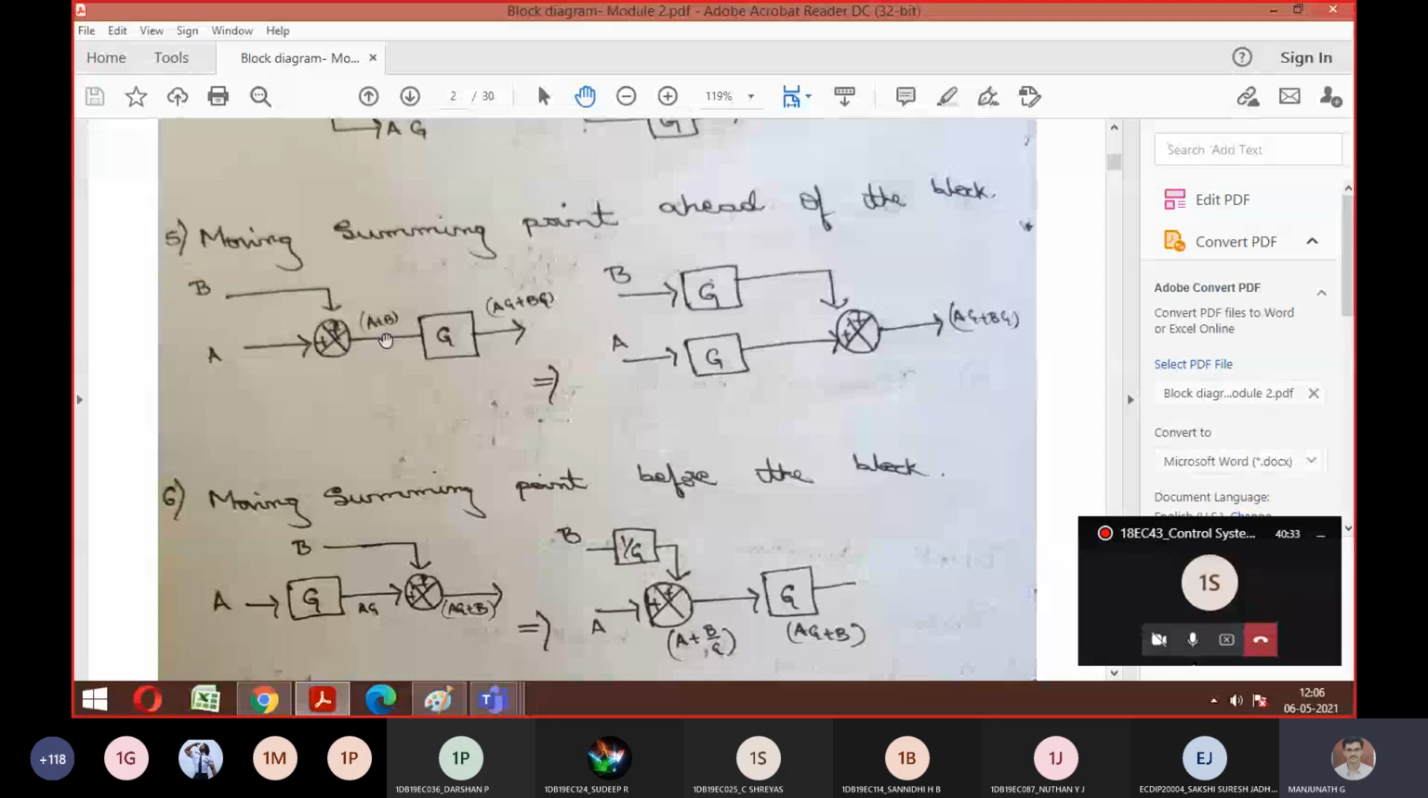So what is the output from this? I got A plus B. Now there is one single block called G. So AB is one block, G is one block. Both are in which form? Cascade, sir. Good. Cascade. It means I should multiply. So A plus B into G is nothing but what? AG plus BG. Agree? Yes, sir. So now inputs are A and B, output is AG plus BG. Now the rule is if I move this summing point ahead, you should make sure that output remains same. Agree?